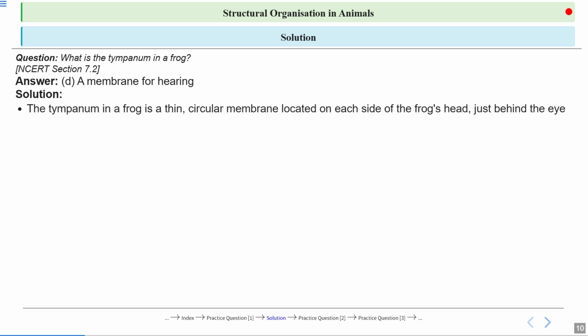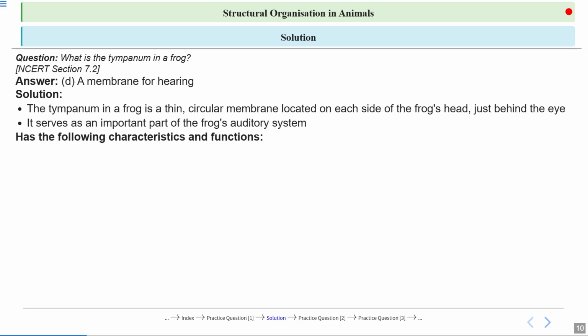So the tympanum in a frog is a thin circular membrane located on each side of the frog's head. Okay, the two tympanic membranes are there. One just behind the left eye, and one just behind the right eye also. It serves as an important part of the frog's auditory system. Auditory is related to hearing. So these tympanic membranes are part of the auditory system of the frog.